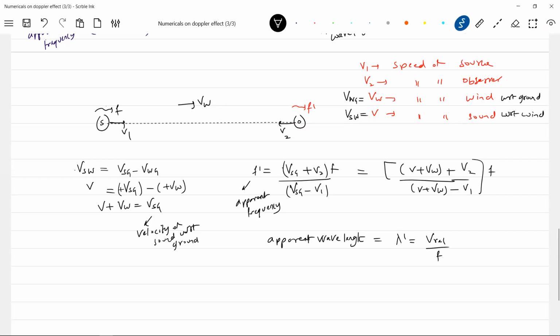I'll directly get into F dash. What is V relative? What do you mean by V relative? Velocity of the wave with respect to observer. So how to calculate this one? V relative equal to velocity of sound with respect to ground minus velocity of observer. What is velocity of observer with respect to ground? Velocity of sound with respect to ground, we know V plus VW, minus velocity of observer with respect to ground, minus V2.